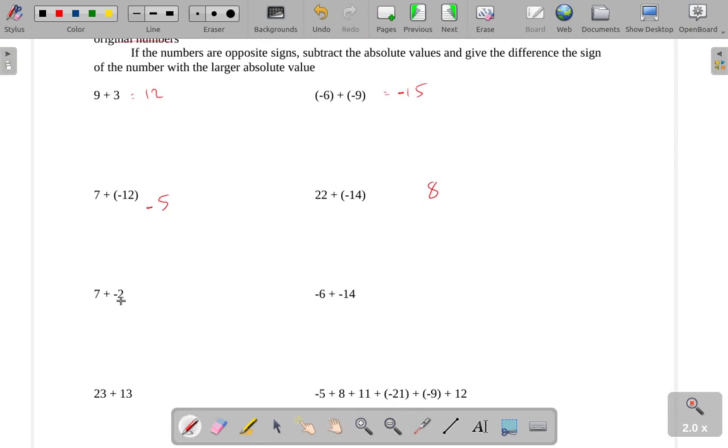With a 7 and a negative 2, one's positive, one's negative, so there's going to be that tug of war. I'll do 7 minus 2, which is 5. And the 7, which is the one that has the bigger absolute value, wins the tug of war. It's positive, so the end result is positive.